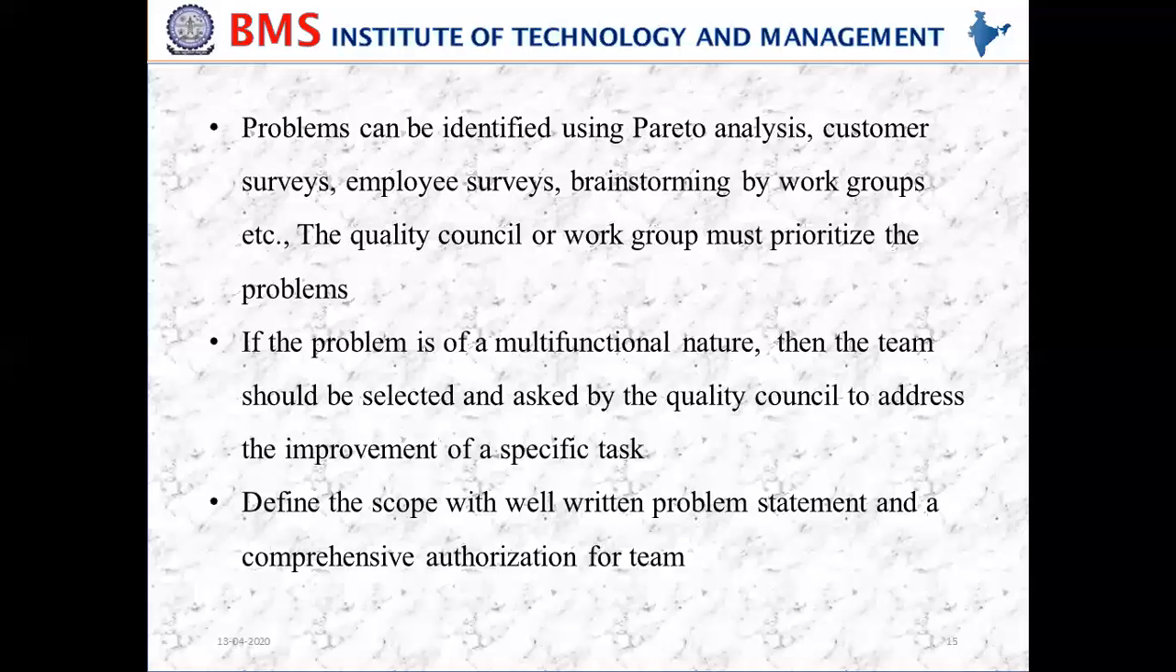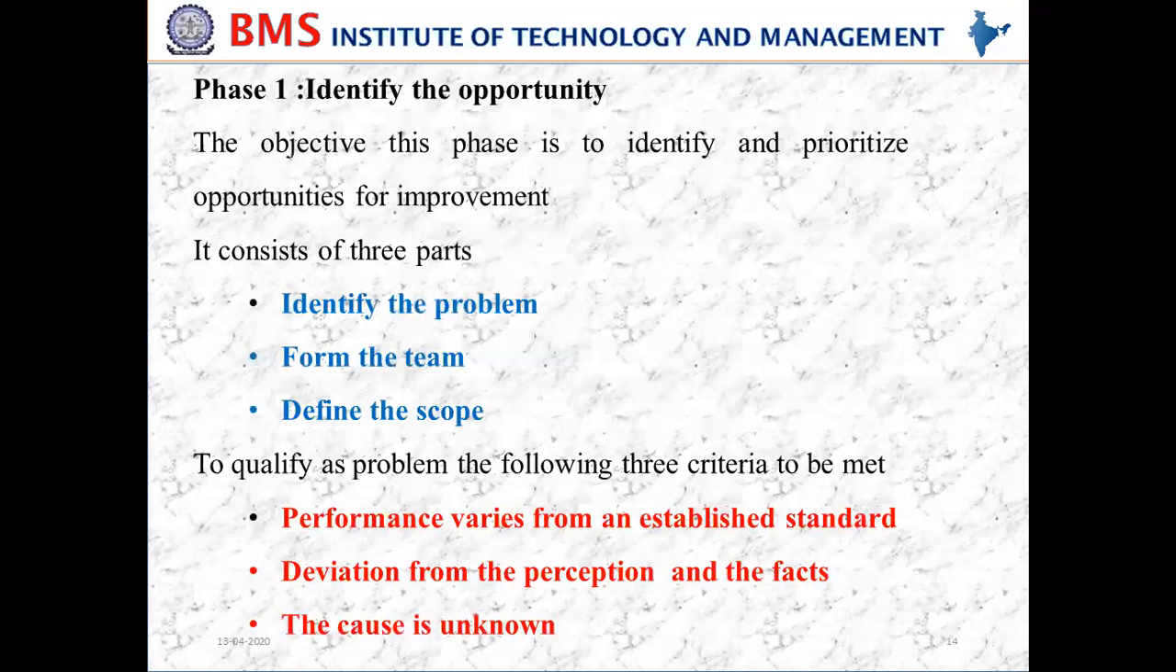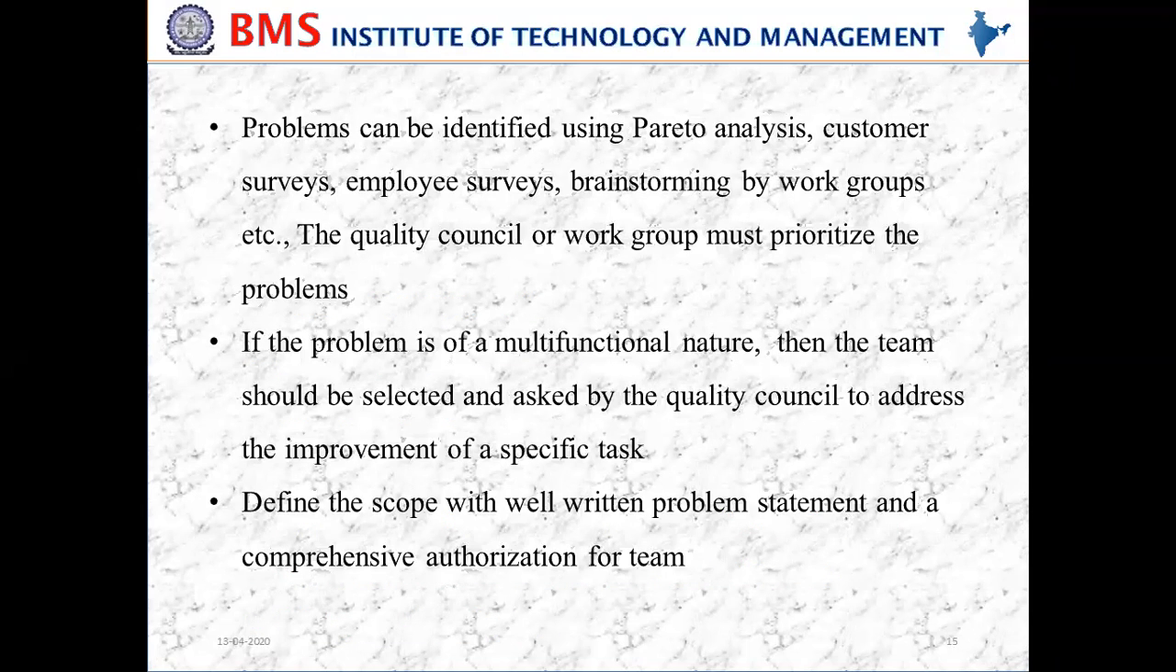Customer surveys, of course, are very important to know where the problems are, because of the performance-related problems. As I told you, the first criterion is if the performance varies from the established standards, this can be identified by using the customer surveys, because the customer is the end user who knows the product or process performance. And employee surveys as well. Employee surveys also can be done, because the working group means the employees of the organization, and the problems can be identified from the employee surveys as well.